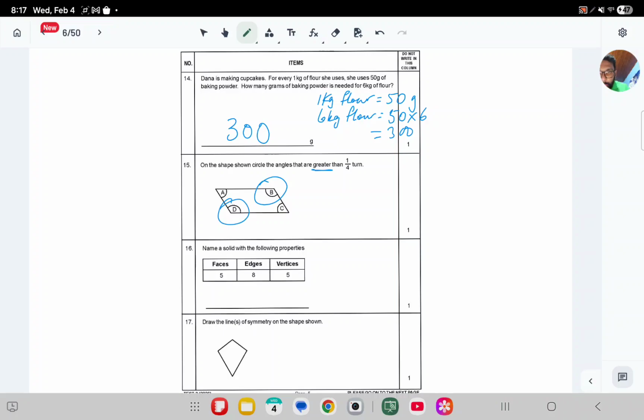Alright. Number 16, name a solid with the following properties: 5 faces, 8 edges, and 5 vertices. So that'll be a square base pyramid.